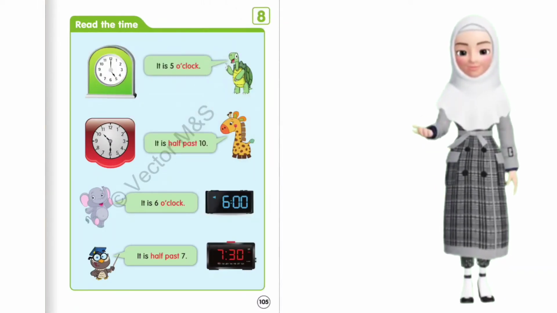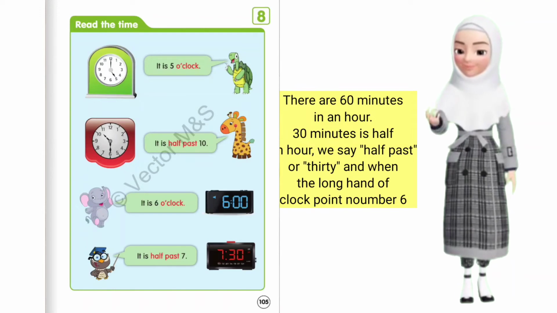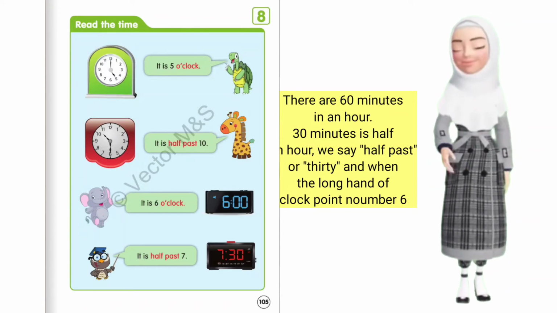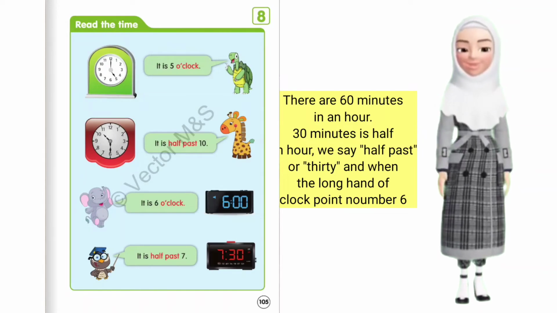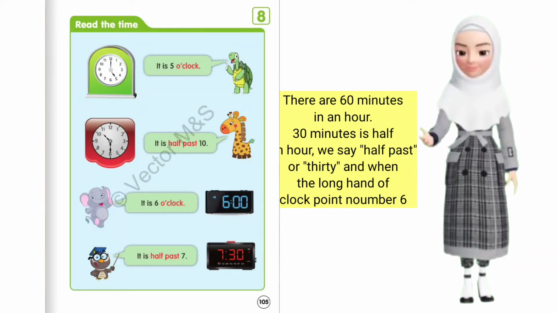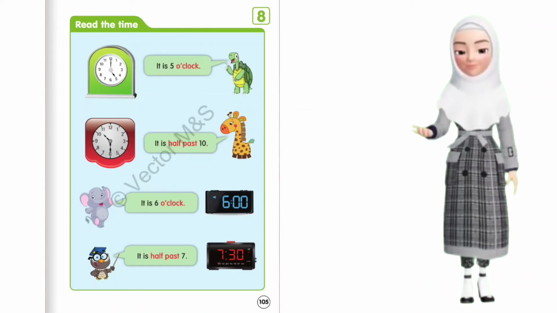The second time is 10:30. There are 60 minutes in an hour. 30 minutes is half an hour. We say half past or 30. And when the long hand of the clock points to number 6.